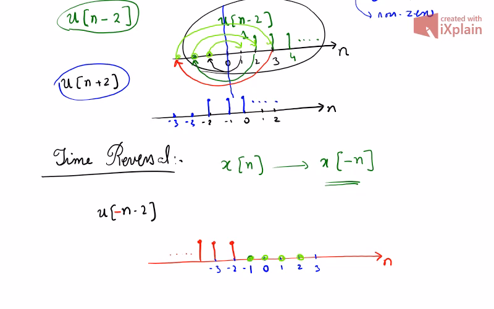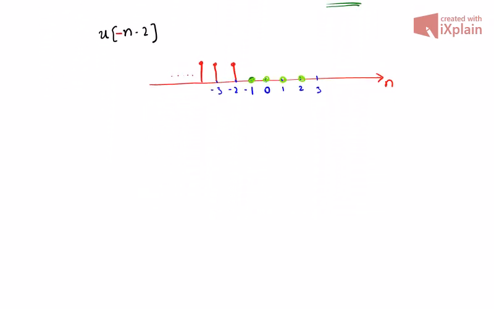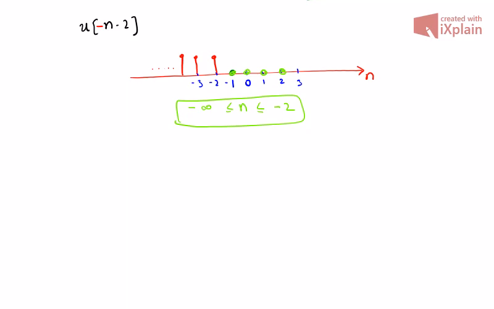So u of minus n minus 2 is a signal which is non-zero only for the values of n between minus infinity to minus 2. This range is very important. It is used multiple times in convolution, and it appears as a product with other signals. For example, suppose you have a signal which looks like this: a of n, u of minus n minus 2, and you are interested to know where this product is non-zero.